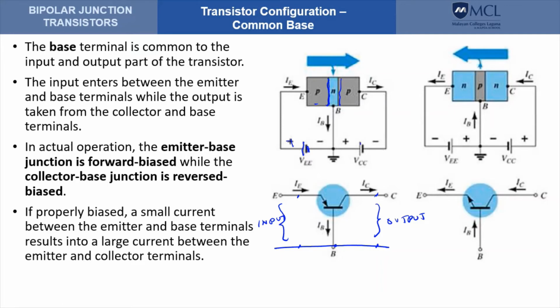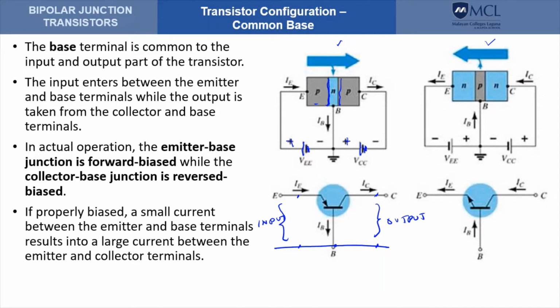So the voltage here, V sub CC, reverse biases this junction because the base, which is an N-type material, is connected to the positive of V sub CC, while the P-type material of the collector terminal is connected to the negative side of V sub CC. So this is for the PNP type, and this is for the NPN type.